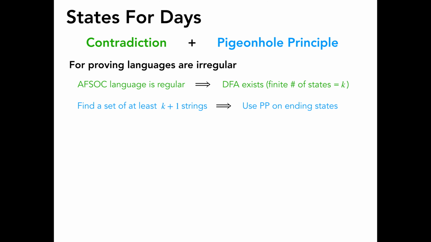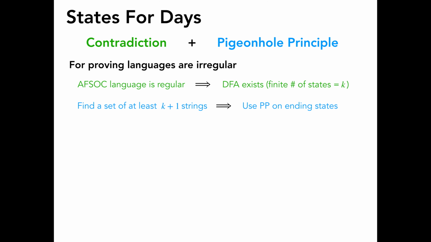Then we'll try to find a set of at least k plus 1 strings, and we want to use the pigeonhole principle on this set. Specifically, the pigeons in this case are the strings in the set, and the holes are the states of our DFA. Since we have strictly more strings than states in our DFA, we're guaranteed that some 2 of the strings will end up at the same state.